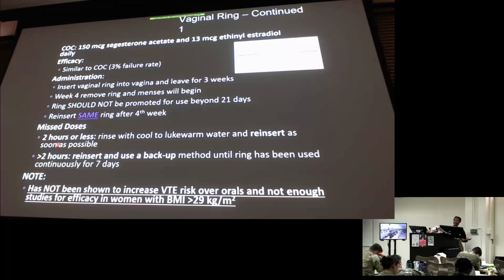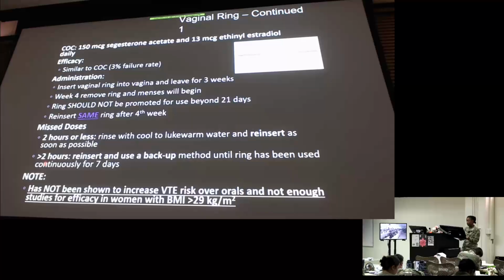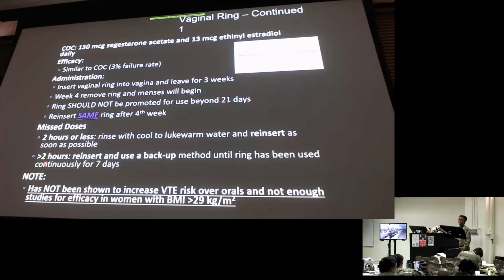Again, this one is 2 hours versus the 3 hours that we had with the NuvaRing. So 2 hours, rinse it out, put it back in if it came out. If it was over the 2 hours, they need to use a backup method. And then again, there's no VTE risk that we see over our orals, and there are not enough studies to let us know if it is going to be effective in women who have a BMI over 29.